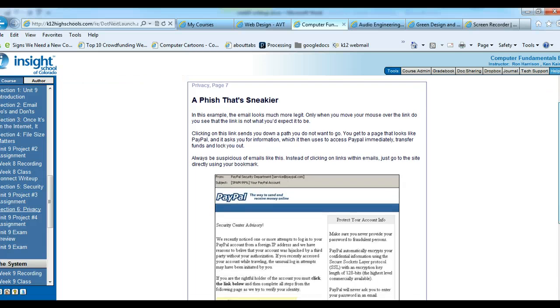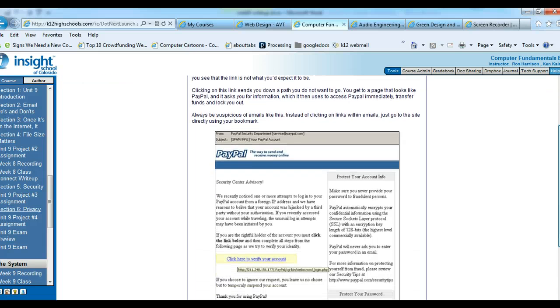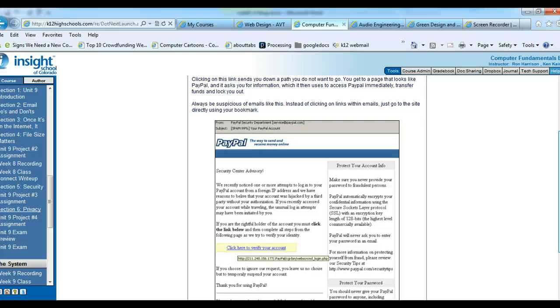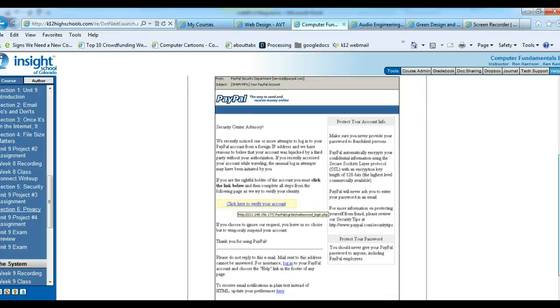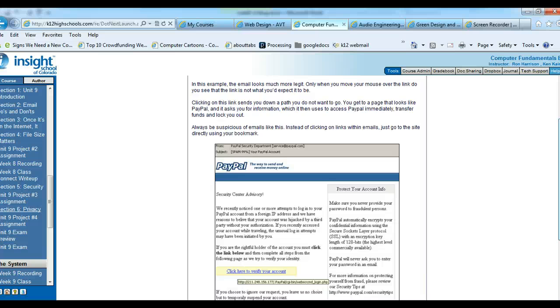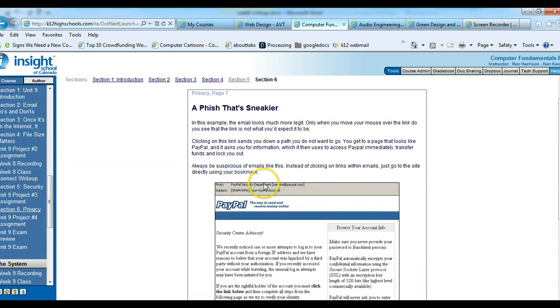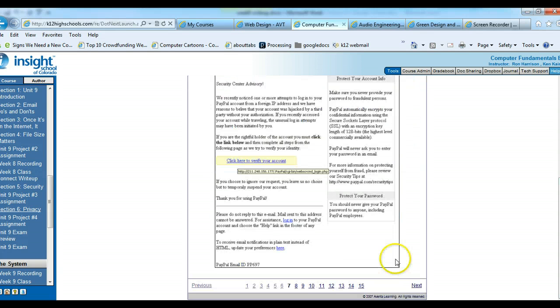There's some sneaky phishing. Now look at this one. You see, this one really looks legitimate, doesn't it? And even at the from, it has PayPal.com. So if you were to click on that link, then it would send you somewhere you wouldn't want to go. So it's just some things that you really need to be concerned with. Some things can look legitimate, but they really aren't.